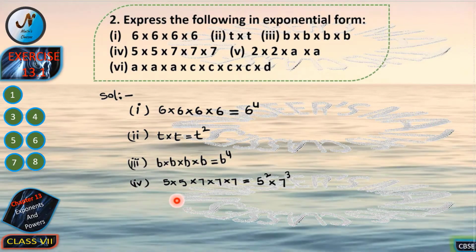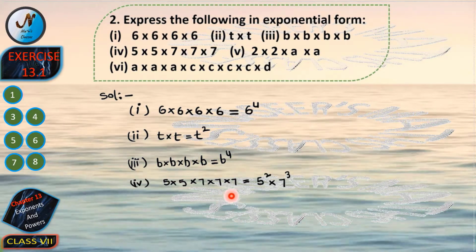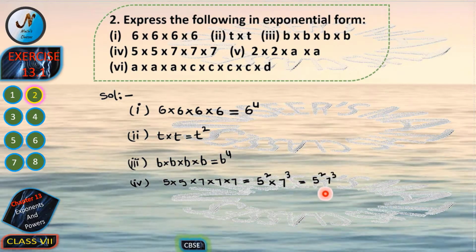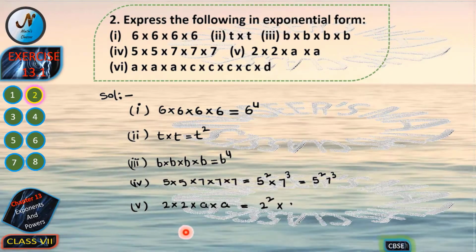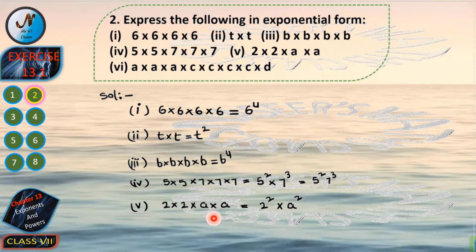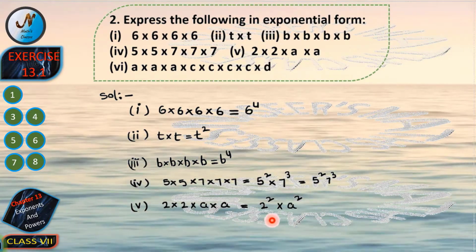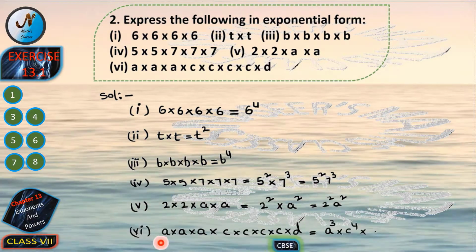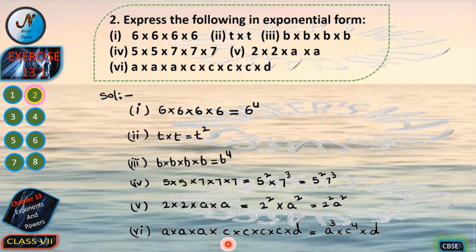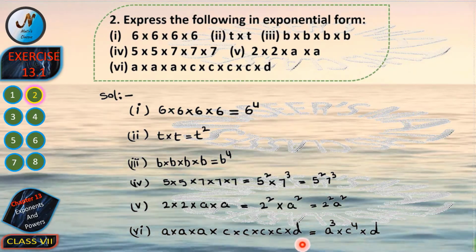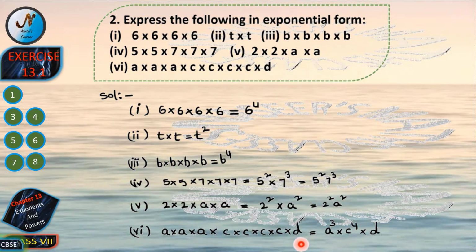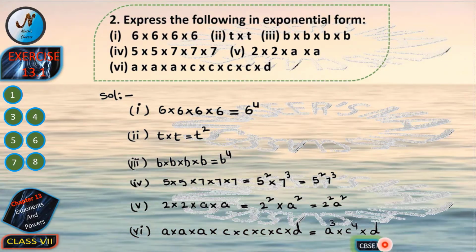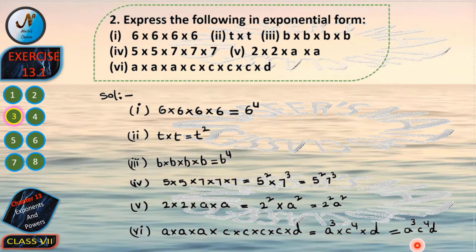Next fourth one, 5 is multiplied 2 times, 7 is multiplied 3 times, so it can be written as 5 square into 7 cube, which is written as 5 square 7 cube. Next fifth one, 2 is multiplied 2 times and a is multiplied 2 times, so it can be written as 2 square into a square, which is equal to 2 square a square. Next sixth one, a is multiplied 3 times, c is multiplied 4 times, d is multiplied 1 time, so it can be written as a cube into c power 4 into d, which is equal to a cube c power 4 d.